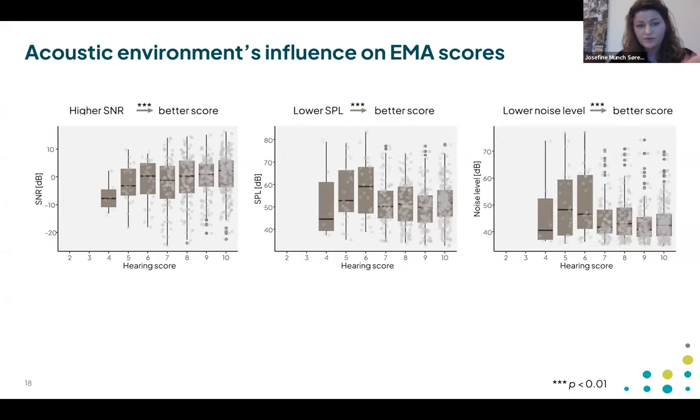And we found the inverse relationship for SPL and noise level, that the higher the noise level and the higher the SPL, the lower the score. There are a few outliers here for a hearing score of 4, but it's driven by 3 points or so. So the overall relationship was still statistically significant.